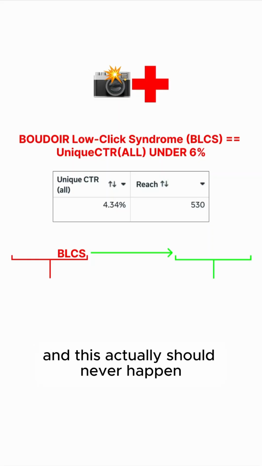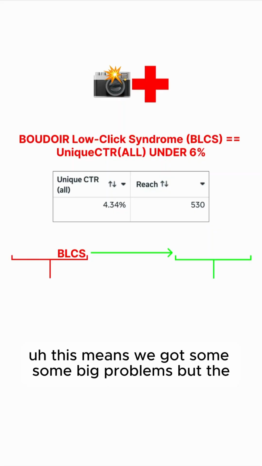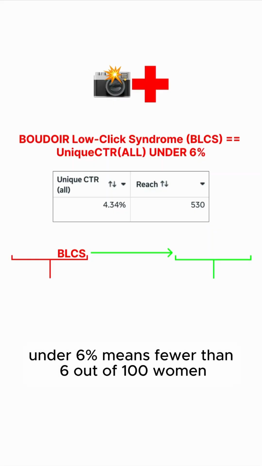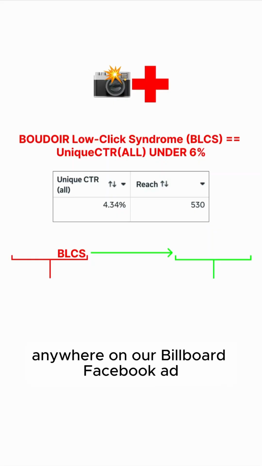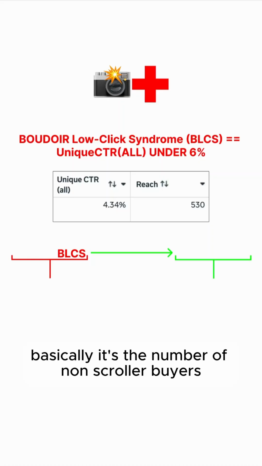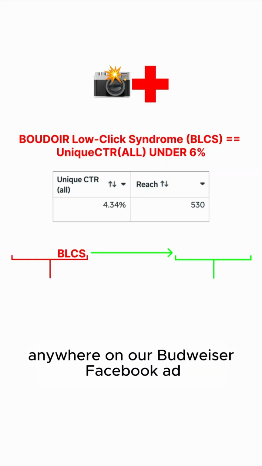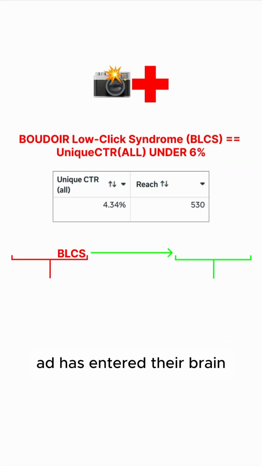And this actually should never happen. This means we've got some big problems. Unique CTR under 6% means fewer than 6 out of 100 women are clicking somewhere, anywhere on our Boudoir Facebook ad. Basically, it's the number of non-scroller buyers. And we care about if women click somewhere, anywhere on our Boudoir Facebook ad because then we know our Boudoir Facebook ad has entered their brain.